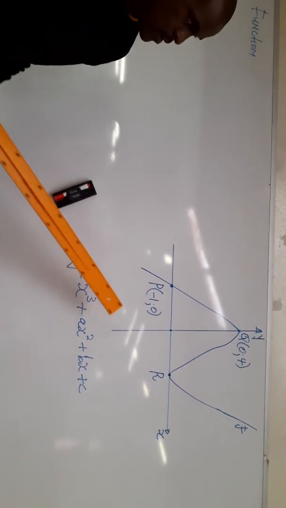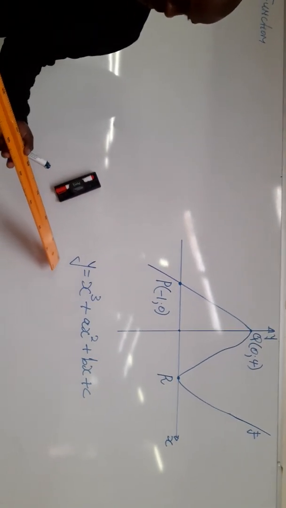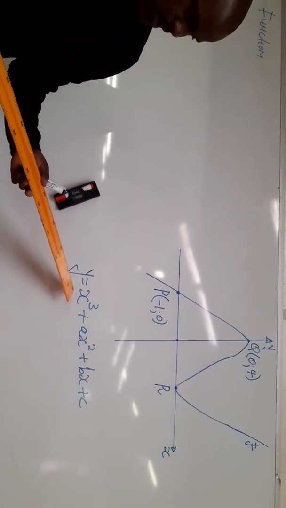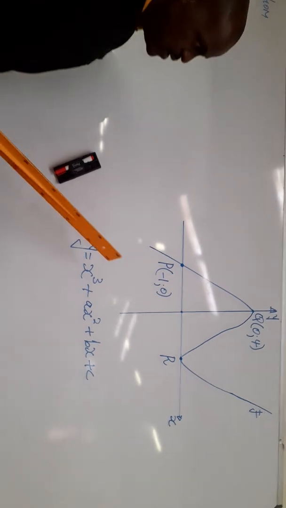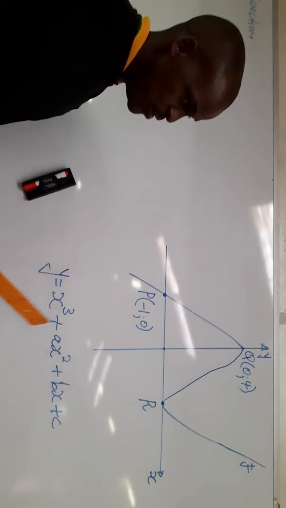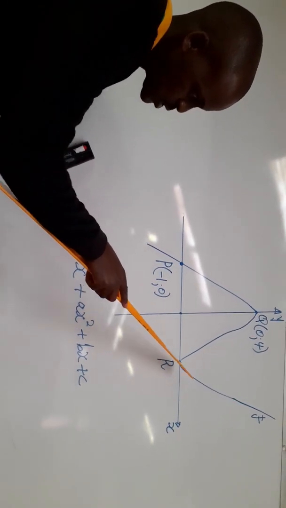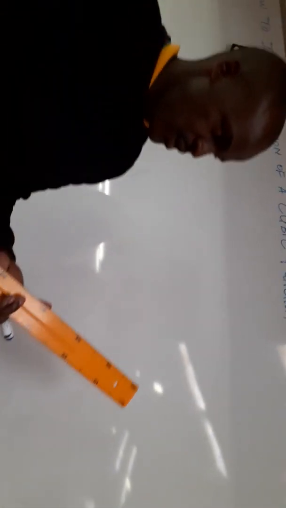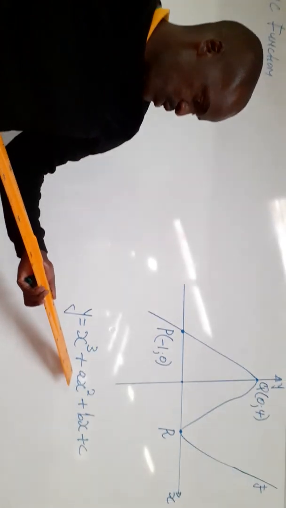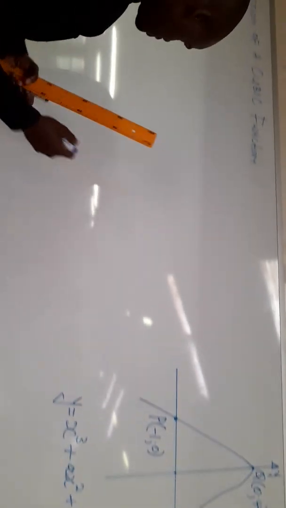Right, here we've got this function f, which is given by the equation y equals x cubed plus ax squared plus bx plus c. And then Q is our turning point. We've got the x-intercept at point P and another one at point R, which is also a turning point. Right. And then the first question here: we are to find the values of a, b, and c. That's our first question.